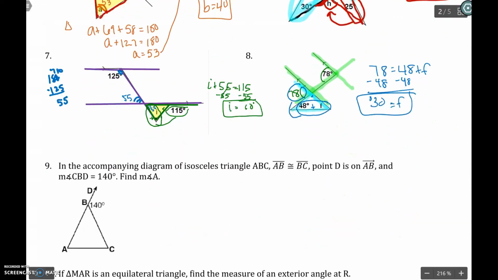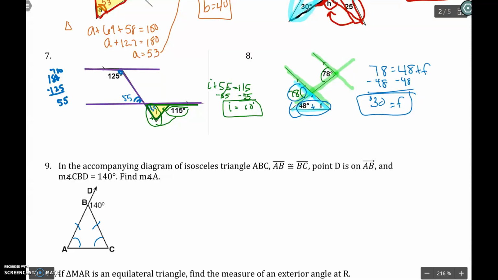Alright, now a few different ways of seeing this. For number 9, we have a picture of a triangle and they're telling us it's isosceles and that AB is congruent to BC. That means across from those congruent sides will be 2 congruent angles. Isosceles triangles always have 2.